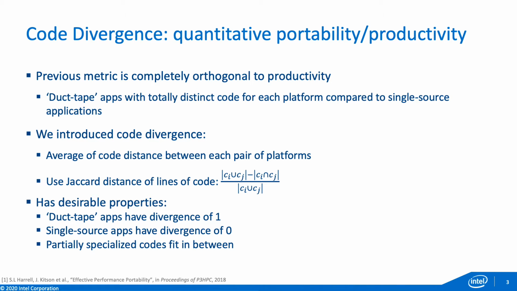Without going into great details about it, duct tape apps have a divergence of 1. If they don't share anything at all, then they have a divergence of 1. And single source apps have a divergence of 0 because they don't specialize at all. And codes that have partial specialization fit in between.